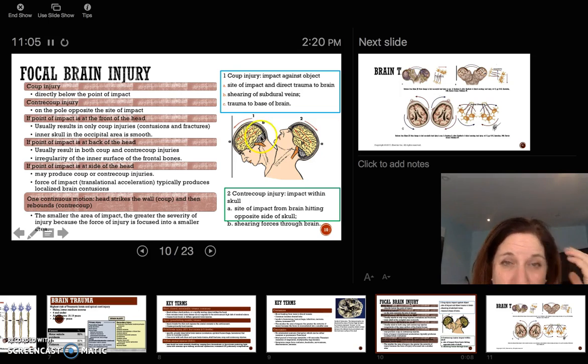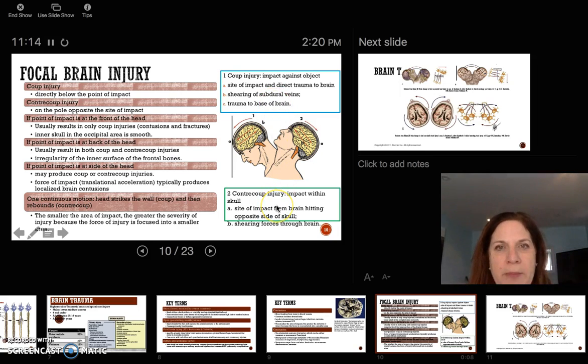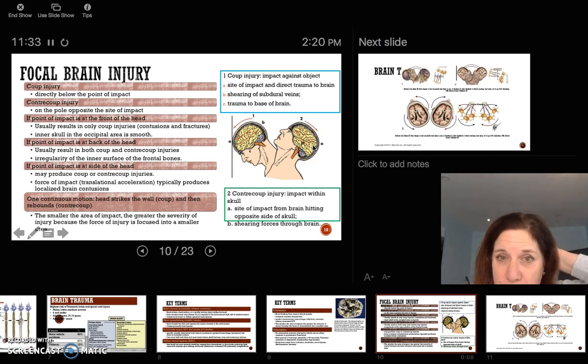We then have shearing of the subdural veins, and trauma to the base of the brain. The contra coup injury is when my head flips back from the impact, and we have damage to the opposite pole of the brain. So the initial hit is the coup, and the hit to the opposite area of the brain from impact, so to the back, my occipital portion, would be contra coup.